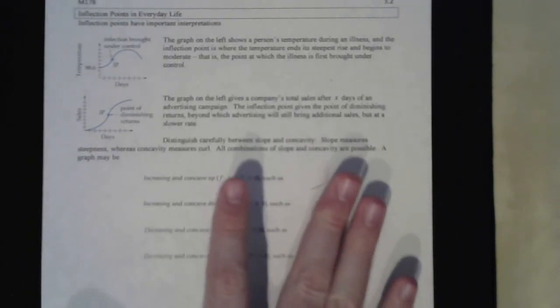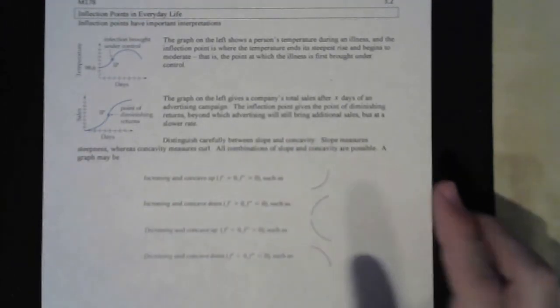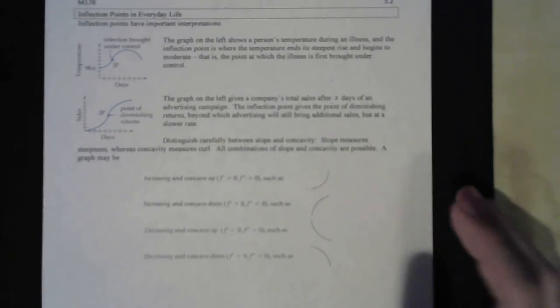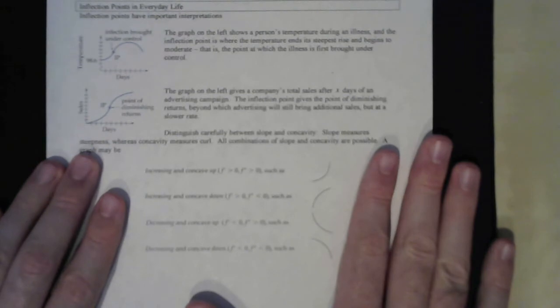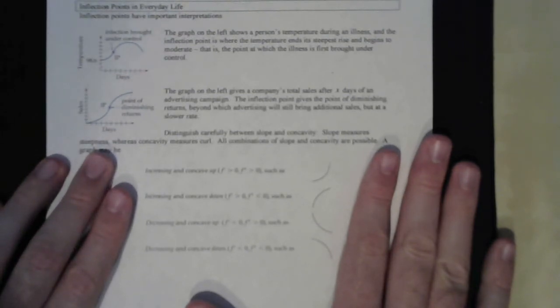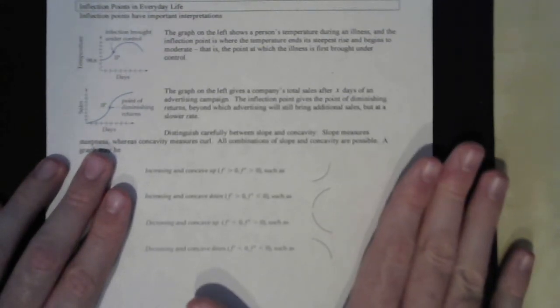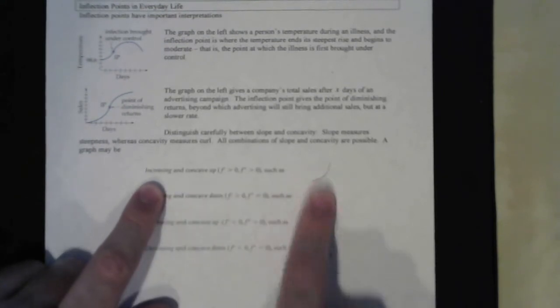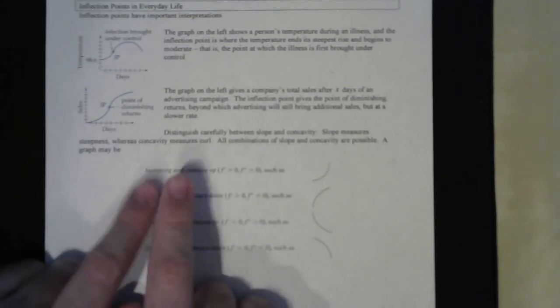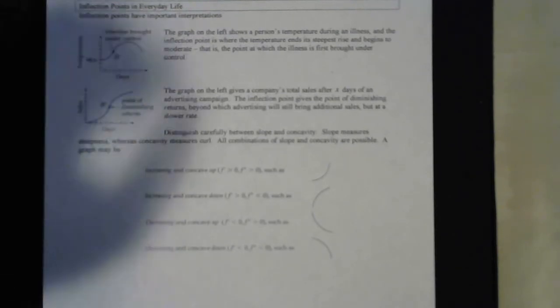The big thing here is we want to make sure that we're distinguishing between slope and concavity. So slope measures steepness, so how fast it's increasing or decreasing, whereas concavity measures the curl of it. So concavity tells you basically, is the slope very drastic in the positive or negative direction or not. So I have the 4 versions of what we can have. I know you can't read this too well. Let's see if I can push my camera lower so you can actually read it.